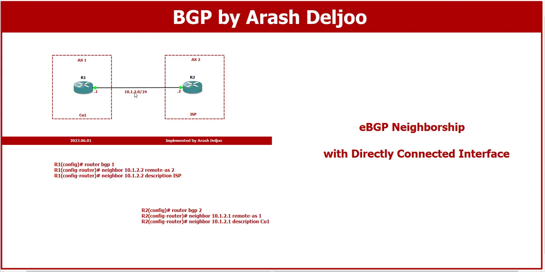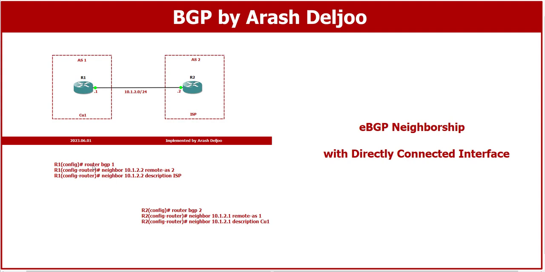The IP address of this interface of router 1 is 10.1.2.1/24, and in router 2 we have the IP address of 10.1.2.2/24 on this interface. This is our customer 1 and this is our ISP. The AS number of customer is AS1. The AS number of ISP is 2. How we can configure BGP neighborship or eBGP neighborship with this configuration?